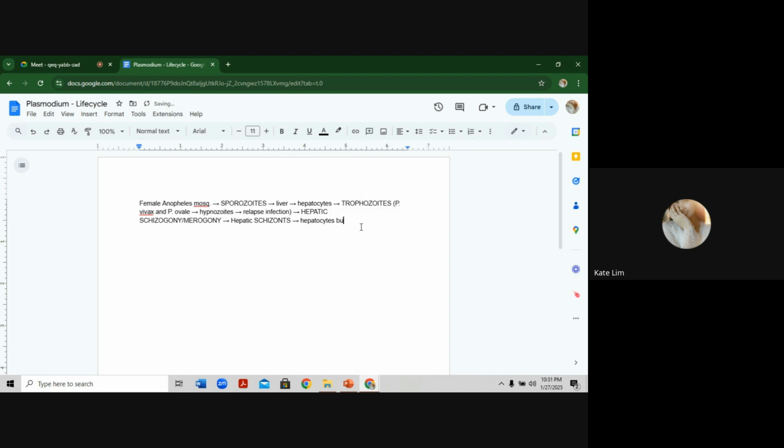Your hepatocytes would burst, releasing what's inside, the schizonts again. So it would release what? It would release your hepatic merozoites, some books call them daughter merozoites, right?